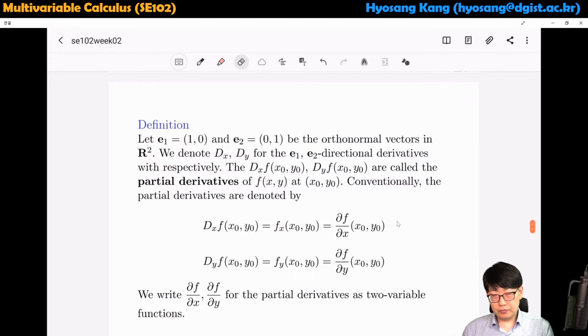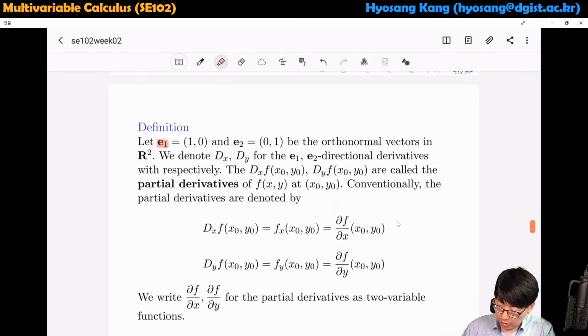Now we are ready to talk about the directional derivative and a partial derivative out of directional derivatives. So directional derivative can take any unit vector as the direction, but when you're talking about the partial derivative, you only take the unit basis vectors. So when you're talking about two variable functions, your domain is on the two-dimensional plane, so there are two unit basis vectors. One is E1 and the other is E2.